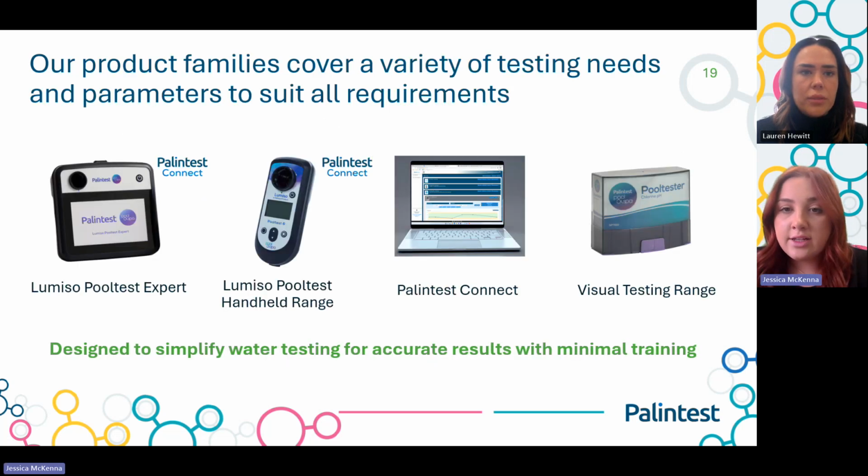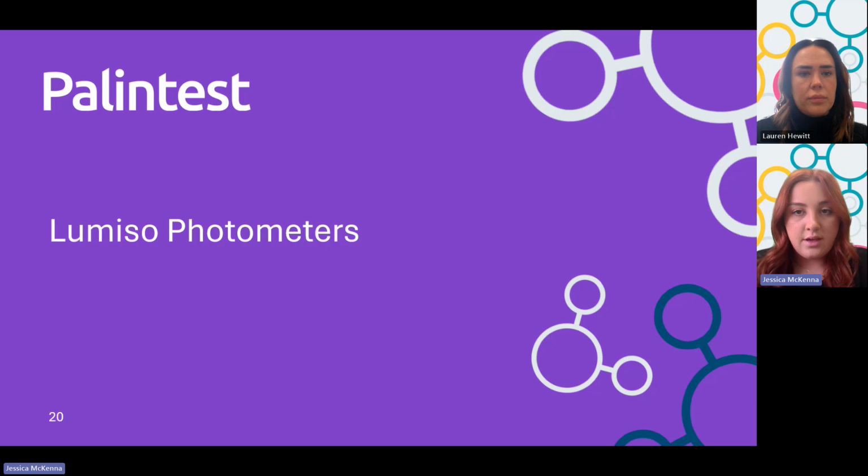Looking specifically at our range of products, our product families cover a variety of testing needs and parameters to suit all requirements, and they're designed to simplify testing for accurate results with minimal training. Our product range includes, at the top end of the range, our Lumisol Pool Test Expert multi-parameter photometer, our Lumisol Pool Test 3, 4 and 6 handheld photometers, our data management platform Test Connect, and then we also offer a range of visual testing products.